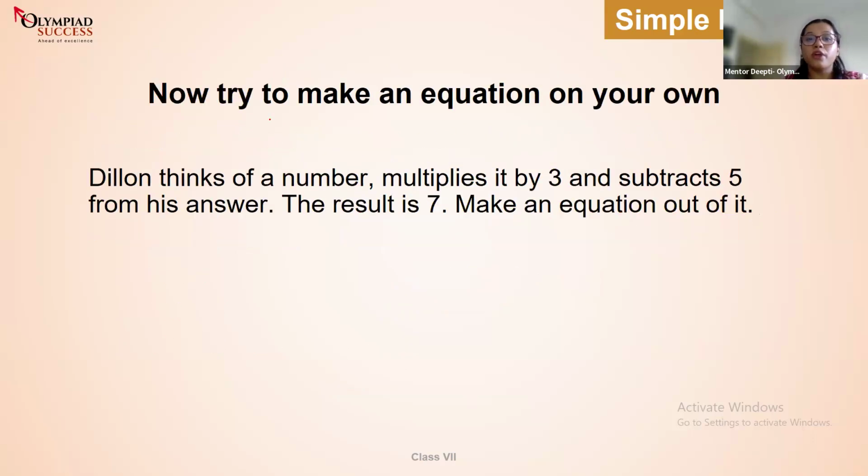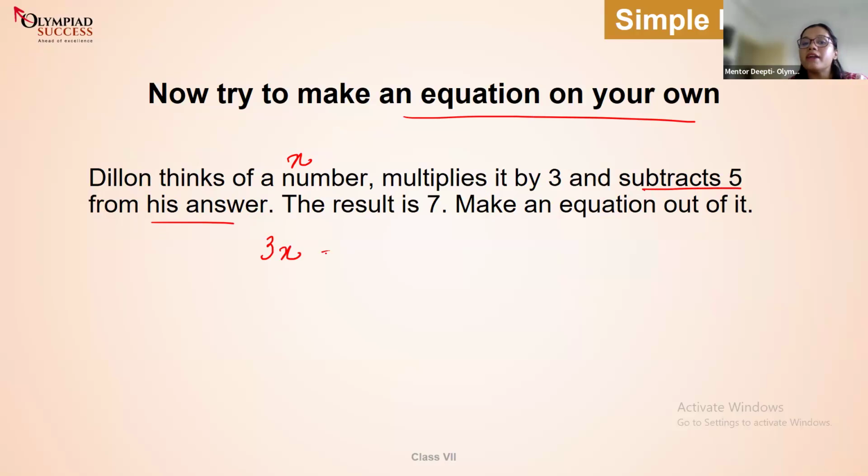Now try to make an equation on your own. Dylan thinks of a number. Whenever we are thinking of a number, we let it be some variable. Let's say x is the number. Dylan multiplies it by 3, so the number becomes 3x. And then what is the next step Dylan takes? He subtracts 5 from his answer.